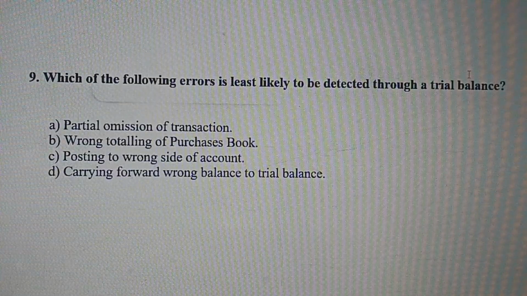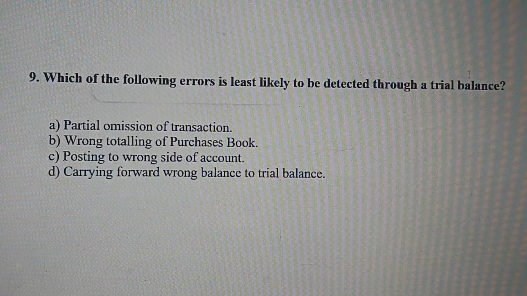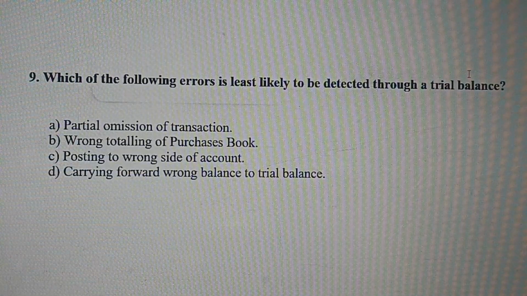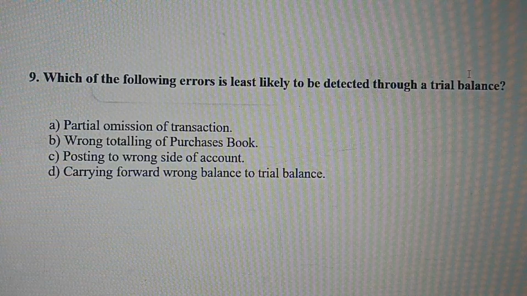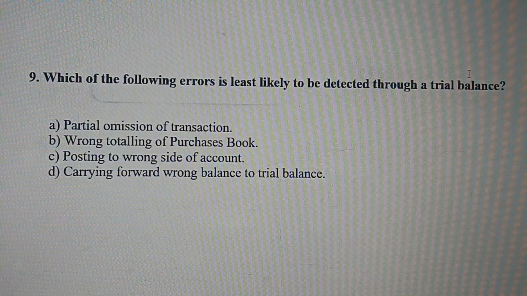The next question. Which of the following errors is least likely to be detected through a trial balance? Partial omission of transaction, wrong totaling of purchase book, posting to wrong side of account, carrying forward wrong balance to trial balance.